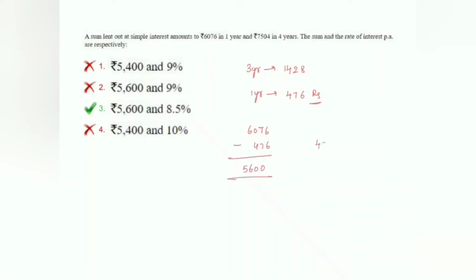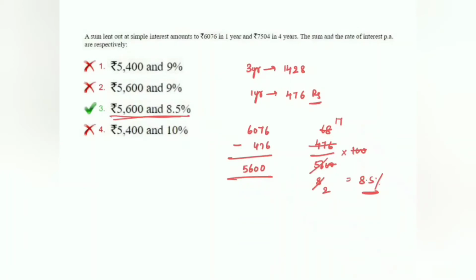Therefore, you need to find out 476 is what percent of 5600. Cancel. 7 8s are 56, 7 68s are 476, 4 2s are 4, 17 by 2 is 8.5%. Answer is 5600 and 8.5%.